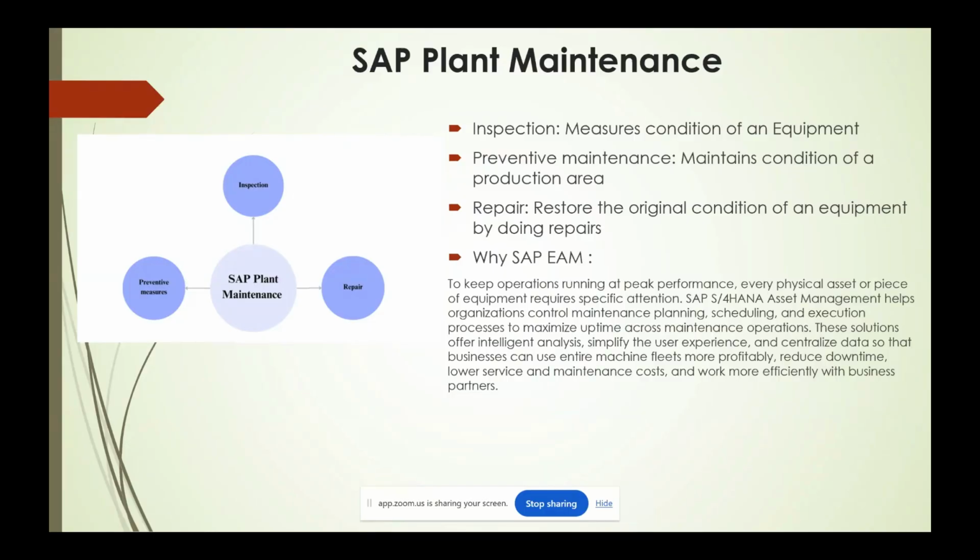So you got the plant maintenance. What is the purpose of plant maintenance? You got it, right? It will do inspection, repair, and preventive measures. What is the meaning of inspection? Inspection means a routine check or daily checks of a technical object. A technical object is nothing but your equipment or a machine.